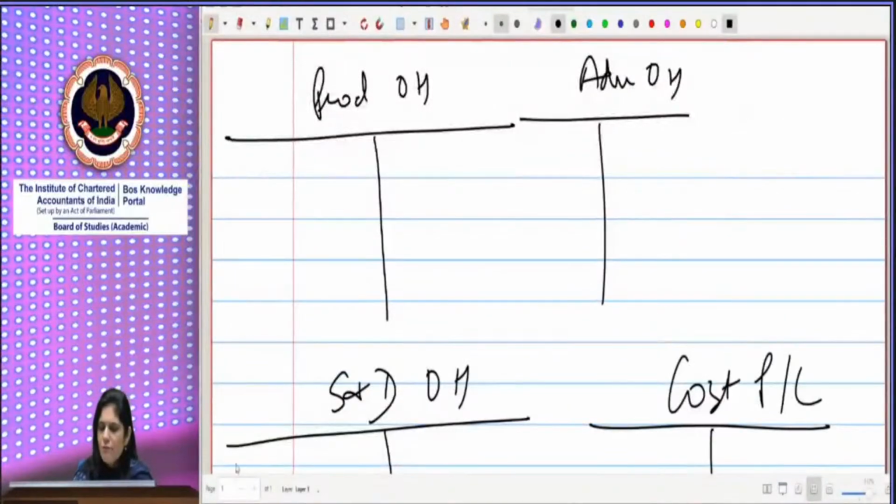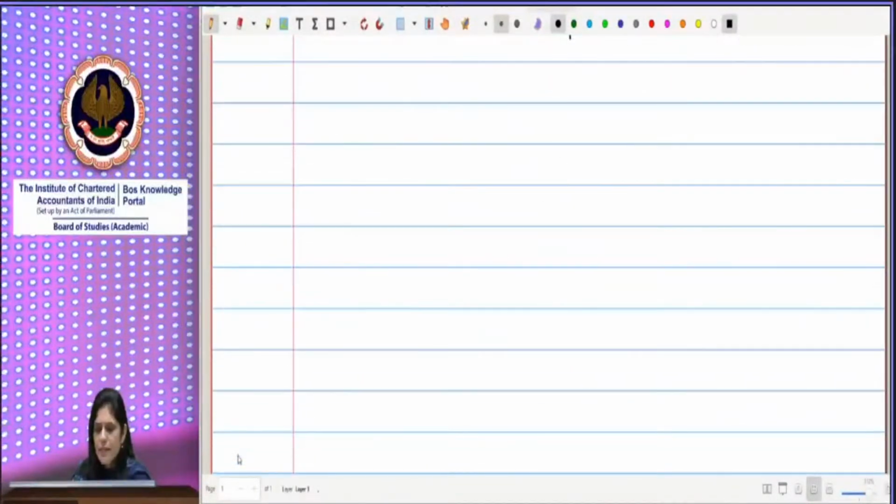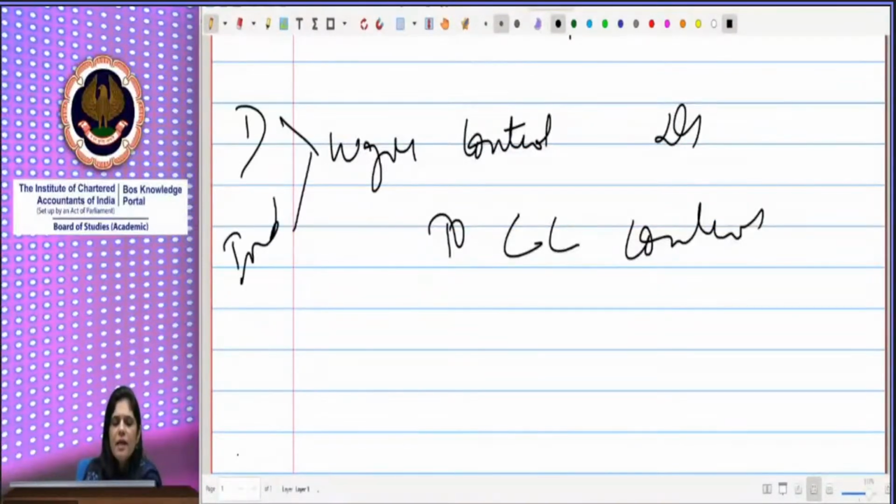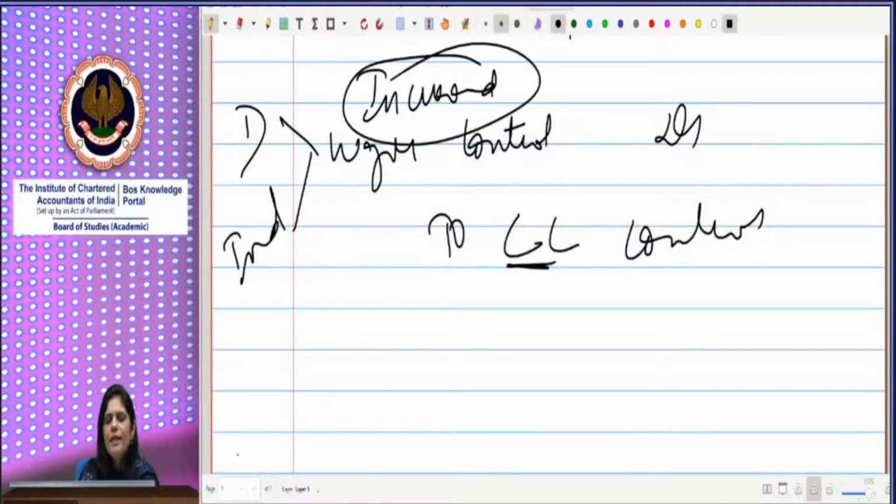First, you have to incur the wages. Clear? So wages control account debit to cost ledger control account. It is for both direct and indirect, both. Clear? And then it will be transferred to the respective. So first is incurring or paying. So that means control ledger will come.